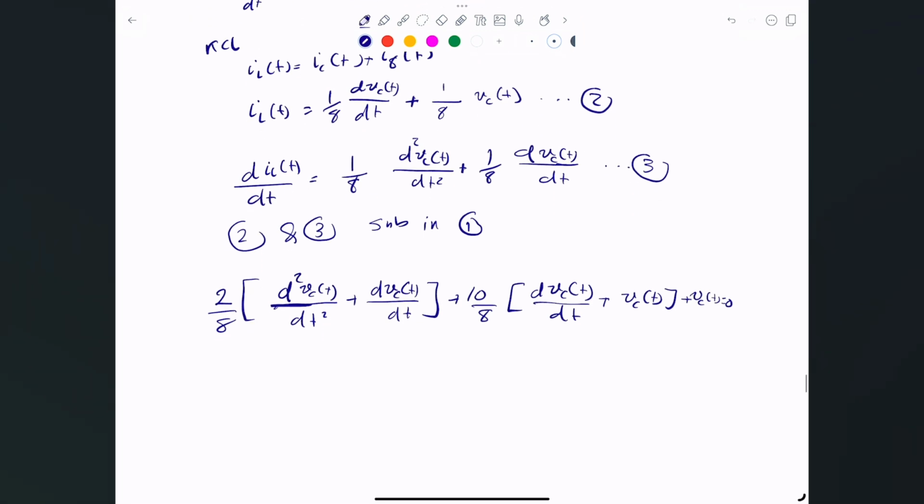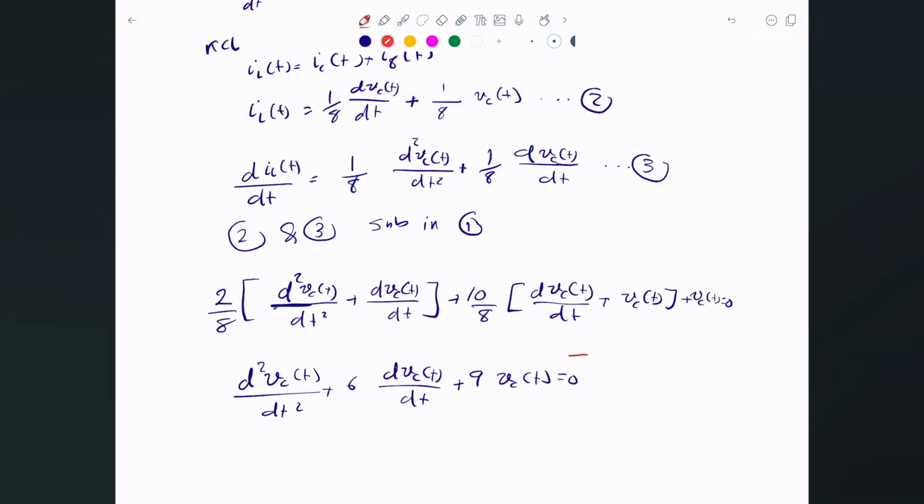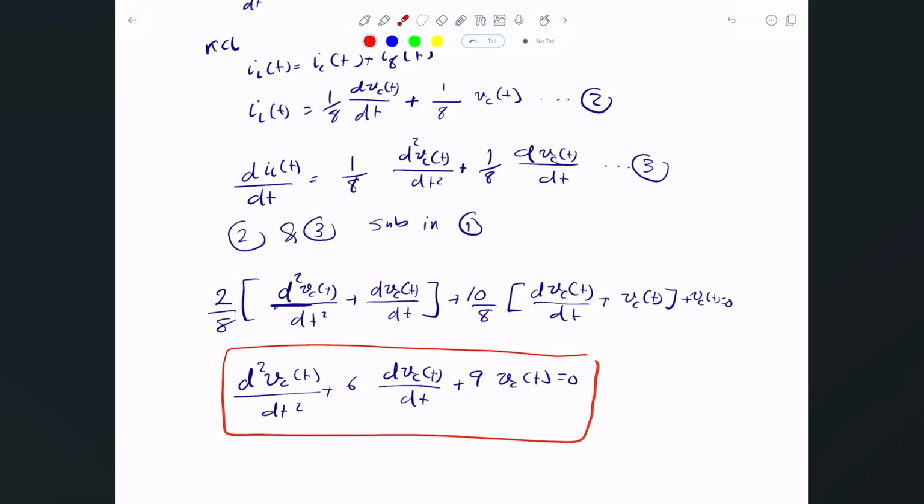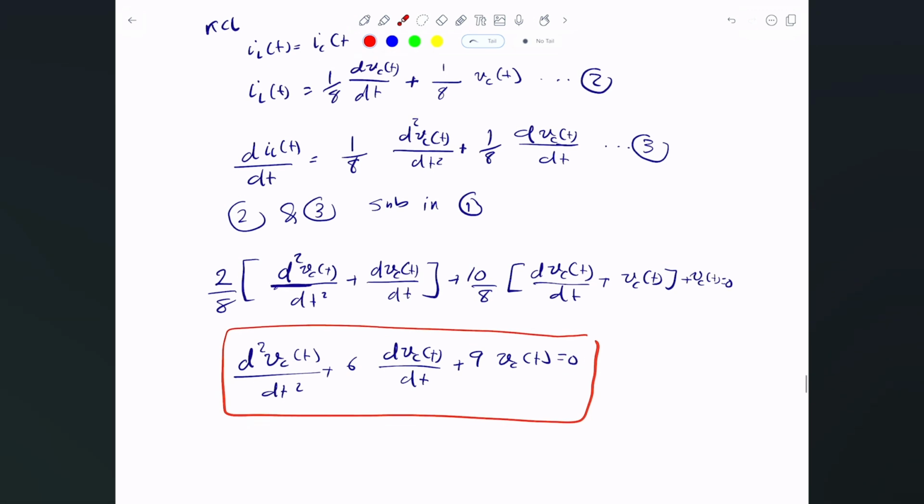If you take a look here, all we have to do is a little bit of algebra, and we will end up with a second order differential equation for VC of t, and that is here. d squared VC of t divided by dt squared plus 6 dVC of t divided by dt plus 9 VC of t equals 0. And this is just a normal second order differential equation. Frankly speaking, it's actually a homogeneous one, so it doesn't even have a particular solution. It's just a complementary solution.